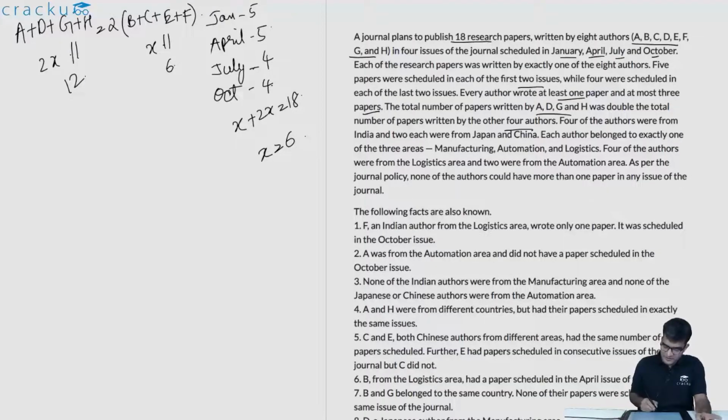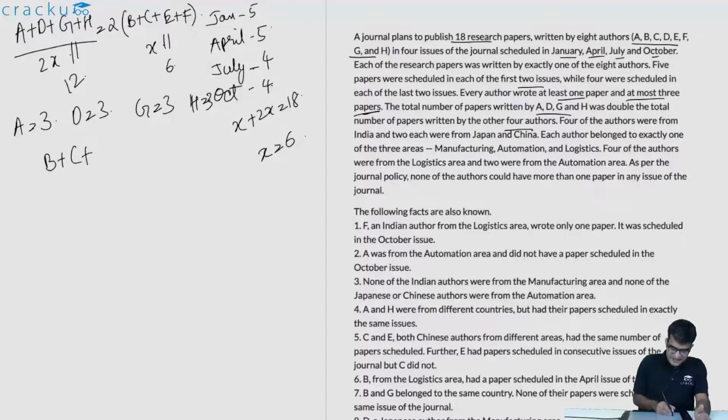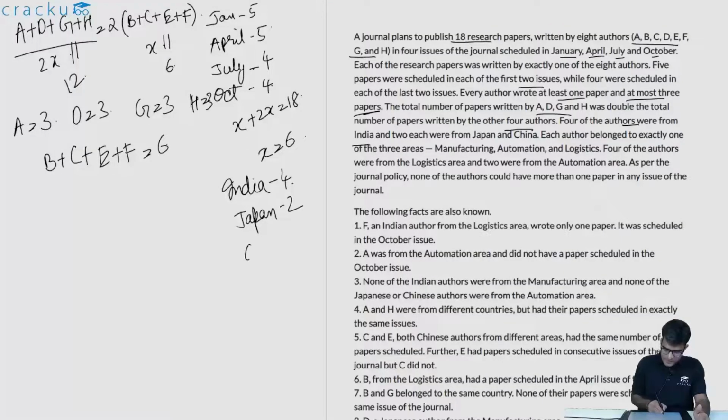We are also told that the number of papers written by each one of them lies between 1 and 3. So if each author is writing a maximum of 3 papers and the sum of the number of papers written by these 4, A, D, G, and H, is 12, it would imply that A wrote 3 papers, D wrote 3 papers, G wrote 3 papers, and H wrote 3 papers. And the sum of B plus C plus E plus F is equal to 6. We are also told that there are 4 people who are from India, 2 people from Japan, and 2 people from China.